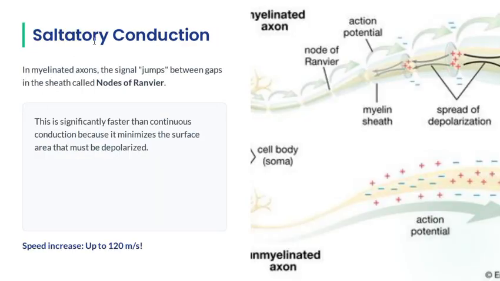Then saltatory conduction occurs in myelinated axons, as the signal jumps between the gaps in the sheath called nodes of Ranvier. This is significantly faster than continuous conduction because it minimizes the surface area that needs to be polarized. Make sure to look at this. Isn't this crazy? Speeds up to 120 meters per second.